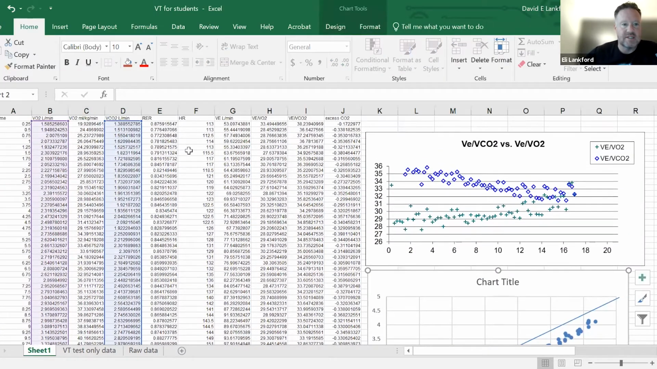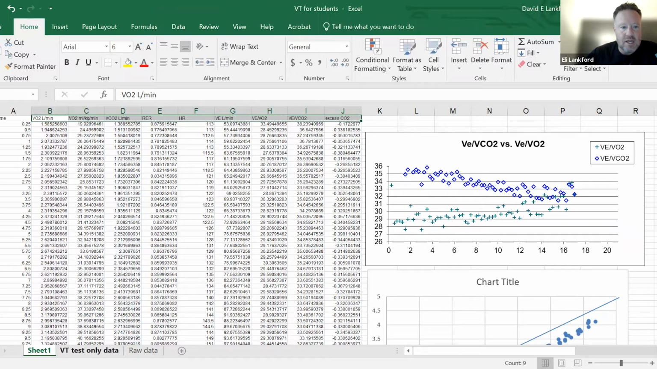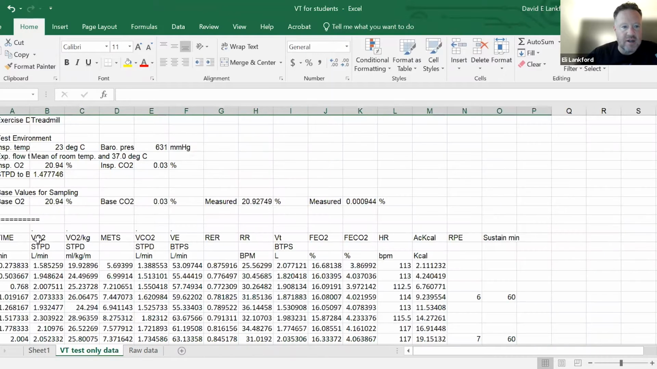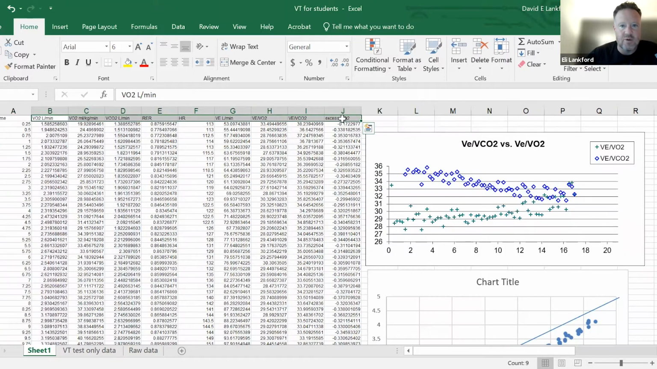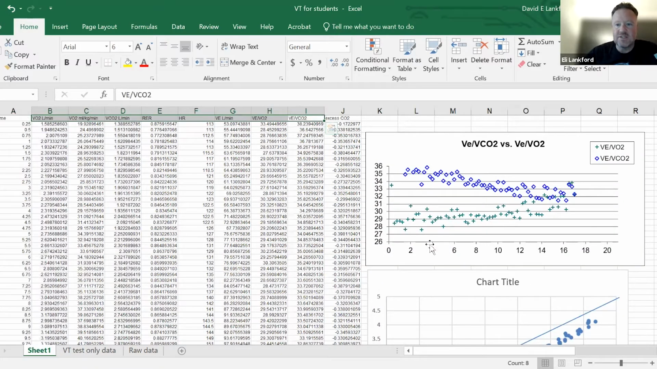From there, this macro just picks it up. This should be in the same order as what we're seeing right here. We want to make sure that those are in the same order. And excess CO2, this will mathematically pick it up for us. So these all need to be in that same order. And then it will graph these 3 charts.